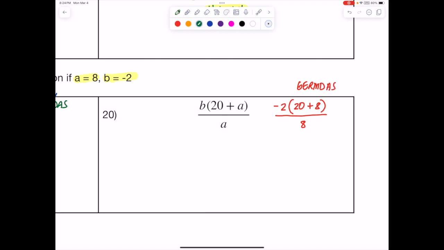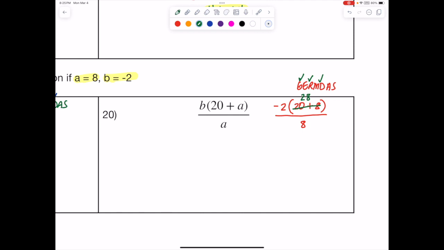All right, so let's go ahead. Do we have any grouping? Yes, we do, the 20 plus 8, okay? So we can just go ahead even and just write the 28 here, okay? That's fine. And so that's all done. And so now, do we have any exponents or roots? Nope. Do we have any multiplication or division? Yes, we do. Whichever comes first from left to right.